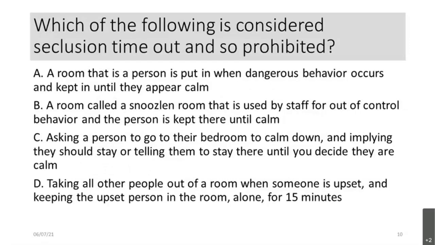Which of the following is considered exclusion timeout and is prohibited? So we've got 3 situations indicated here in a question. Read through them and determine which one you think is an exclusion timeout.